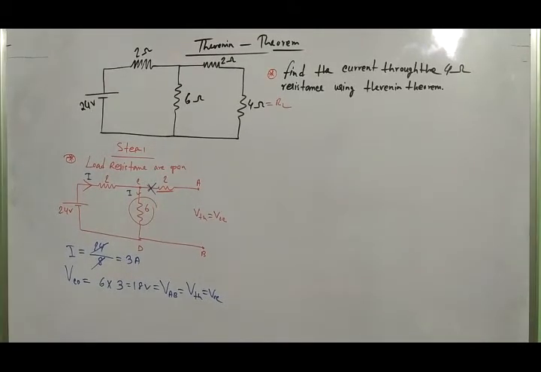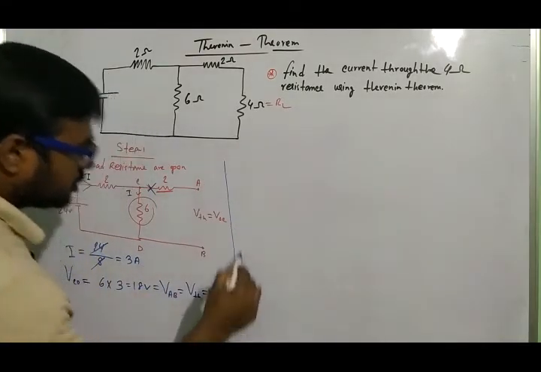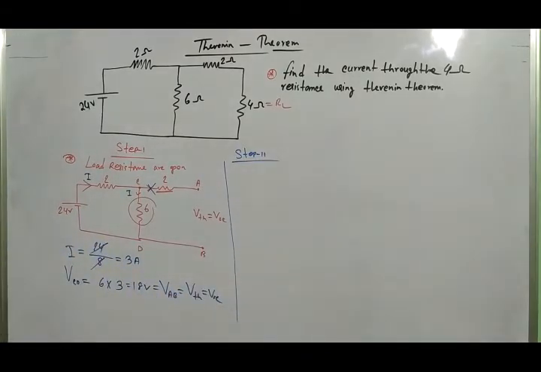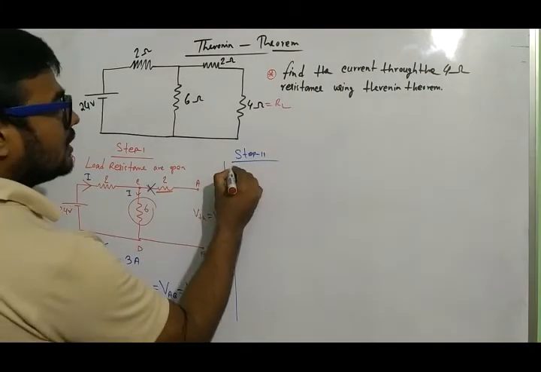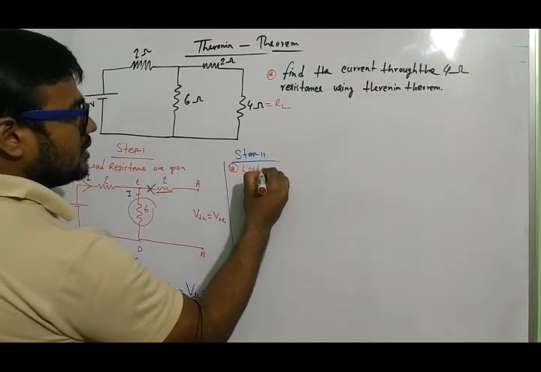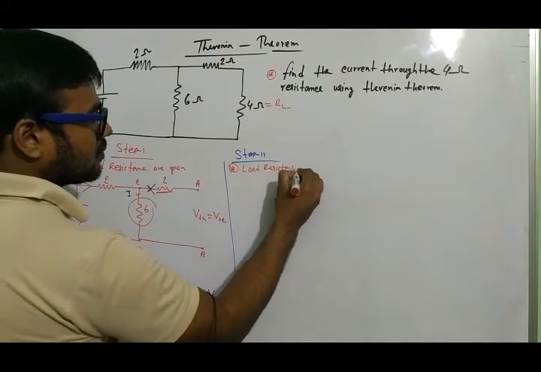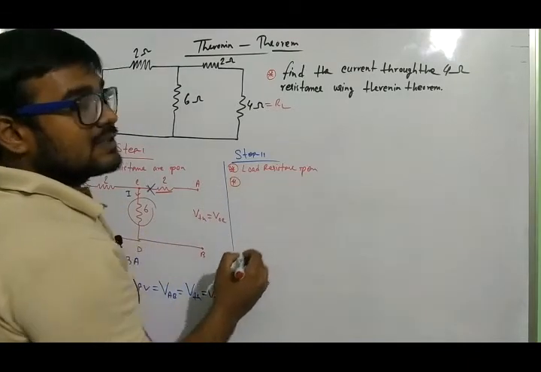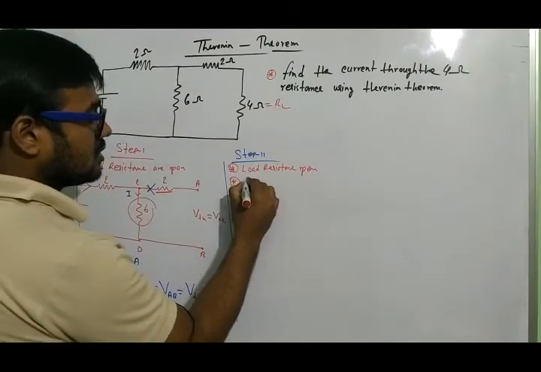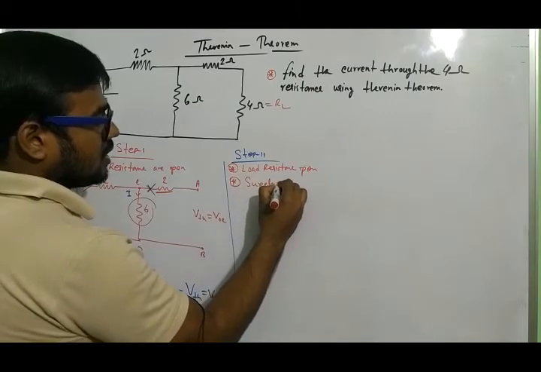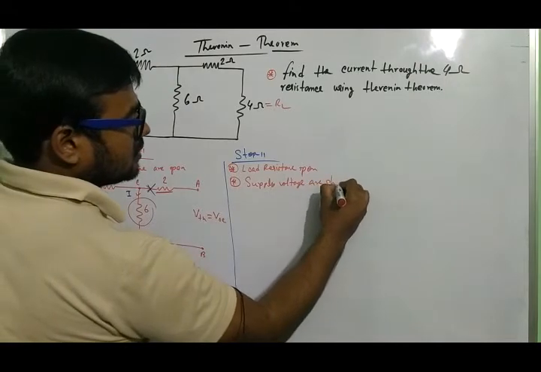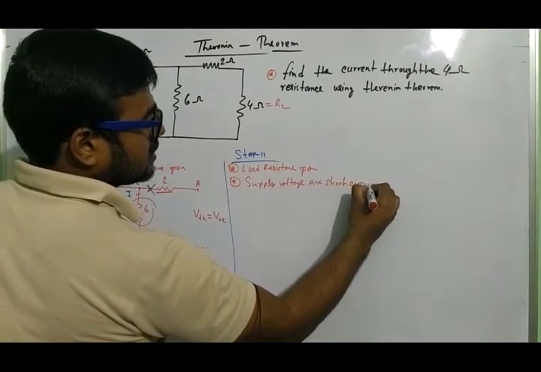Okay. Now I am doing step 2. At first you write down the key point. So what is the key point here? The key point is load resistance open. Load resistance open. Second key point is supply voltage is short circuited. Supply voltage is short circuited.